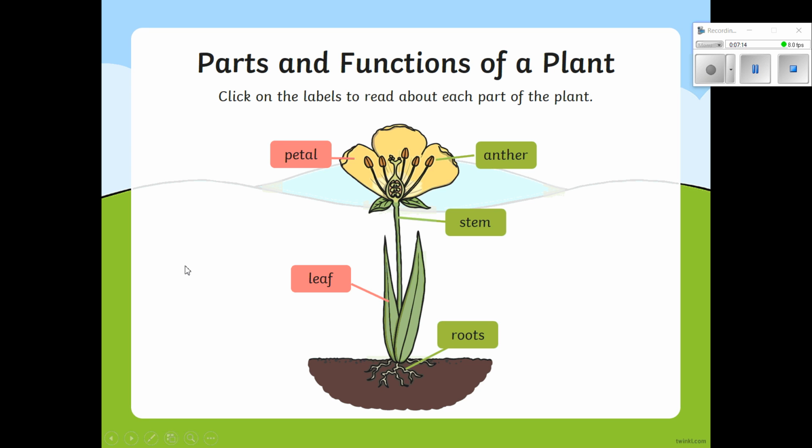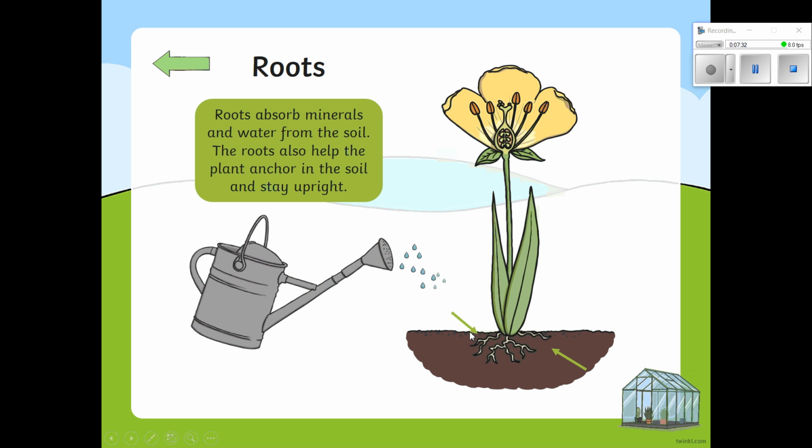Now then, we're going to have a little think about the parts of plants. So we're going to have a look at the petal, the leaf, the root, the stem and the anther. So let's start at the bottom here with the roots. Okay, so I'm going to click on roots. So the roots absorb the minerals and the water from the soil. And the roots help the plant to anchor in the soil and to stay upright.